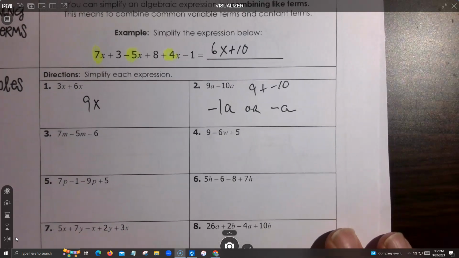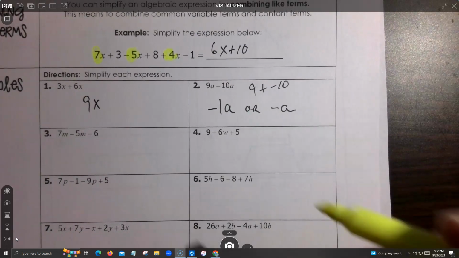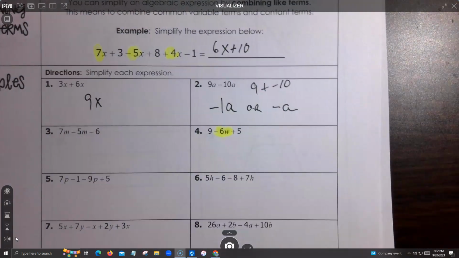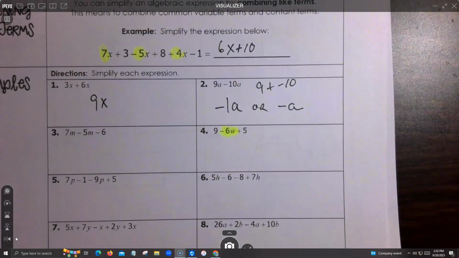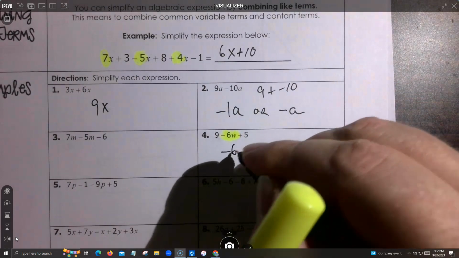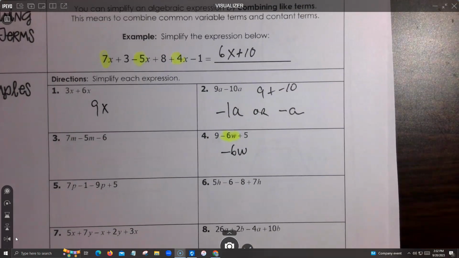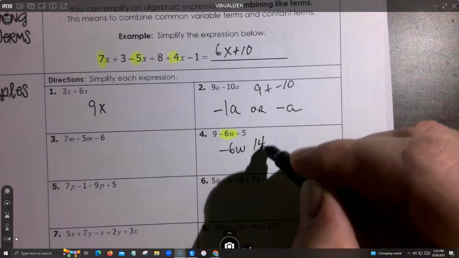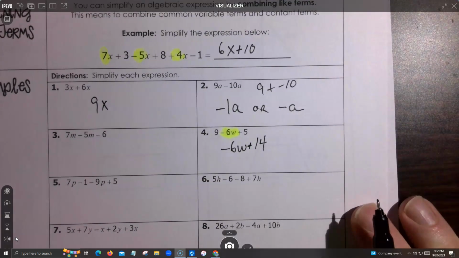All right, so let's do number 4. In number 4, we do our variable terms first. There's nothing to combine there, so I just write negative 6w. Then I put the 9 and the 5 together, which is 14. And since it's positive, I'm going to put a plus sign there. And I'm done.